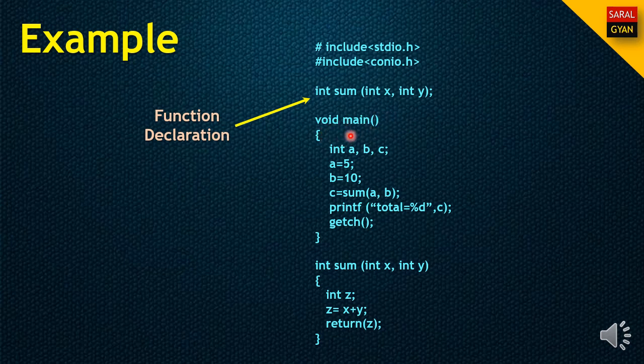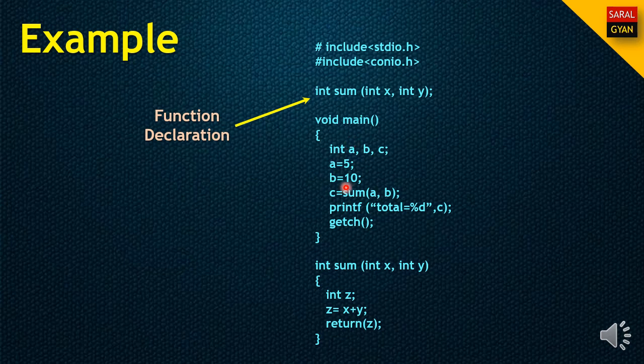Now we'll see void main. We have declared three variables, a, b, and c. a equals 5, b equals 10, and c equals sum(a, b). These a and b, meaning 5 and 10, will be passed to this function sum. Since the sum of integers is also an integer, we have taken the data type as int, in which the value returned by the function will be stored, and here you can see that the return type is also int. Whatever value is returned by this function sum in c, we will print that, and then the program is over.